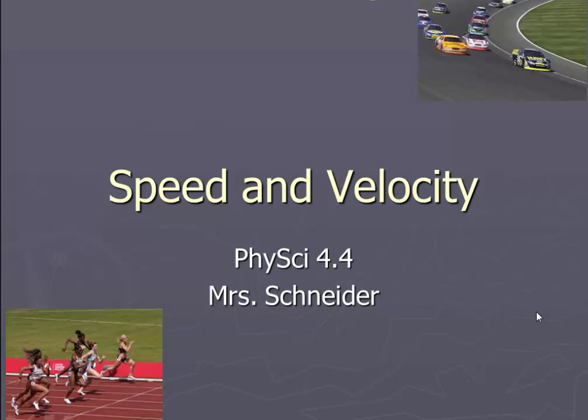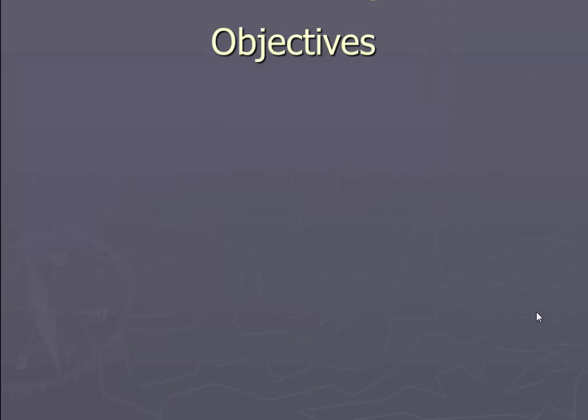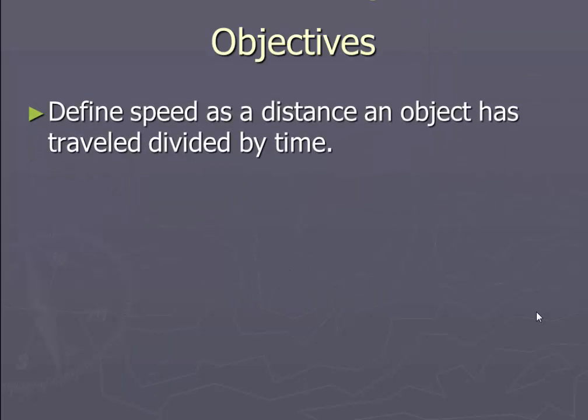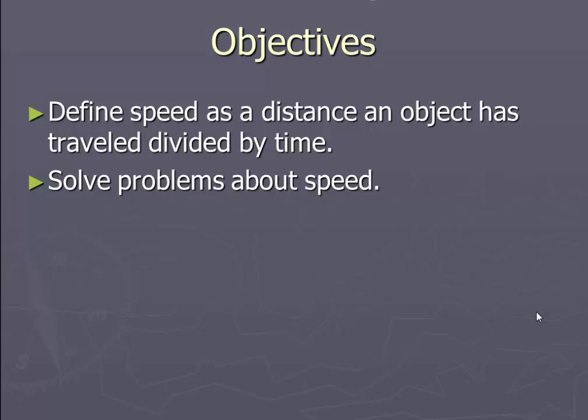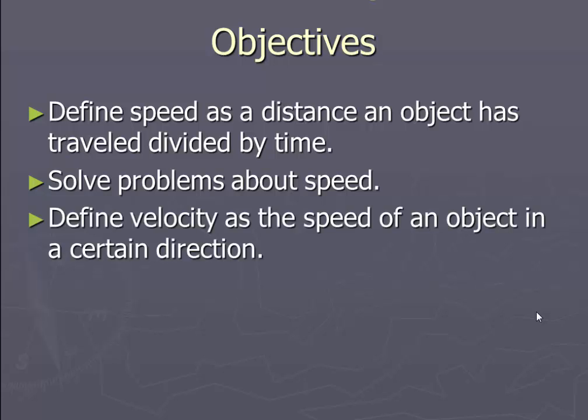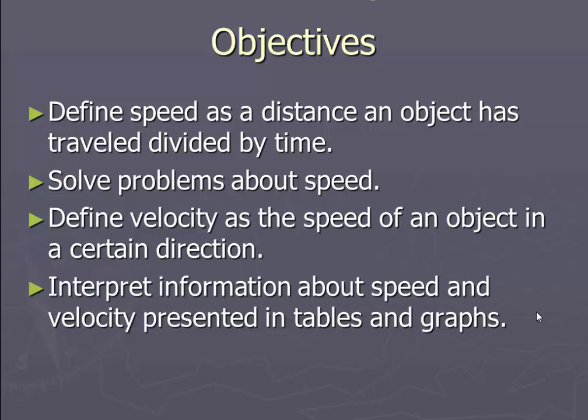Hello, so today we're going to talk about speed and velocity. This is Unit 4, Lesson 4. Our objectives for this unit are to define speed as distance an object has traveled divided by time, solve problems about speed, define velocity as the speed of an object in a certain direction, and interpret information about speed and velocity presented in tables and graphs.